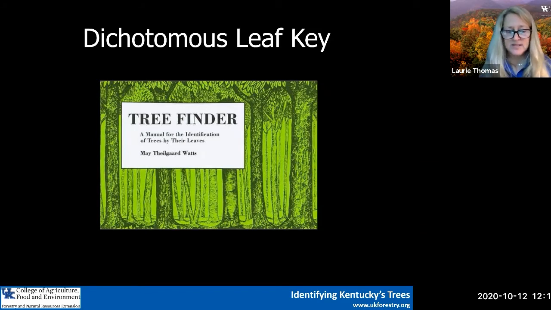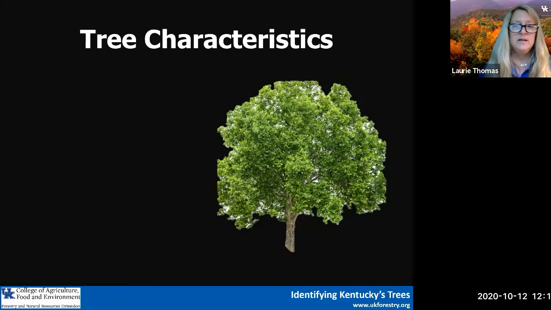Now, if you go out west, the western part of the country, it wouldn't be very useful, but it's useful here. And it doesn't have everything we have here. It's got 70, 75 plus trees, but it's got the bulk of them. So it's a nice, inexpensive little resource to use, and it's easy to carry out in the field. That's what I really like about it, just stick it in your pocket, not carrying one of the big field guides. All right, so when we're doing tree identification, we're going to look at the characteristics of that tree.